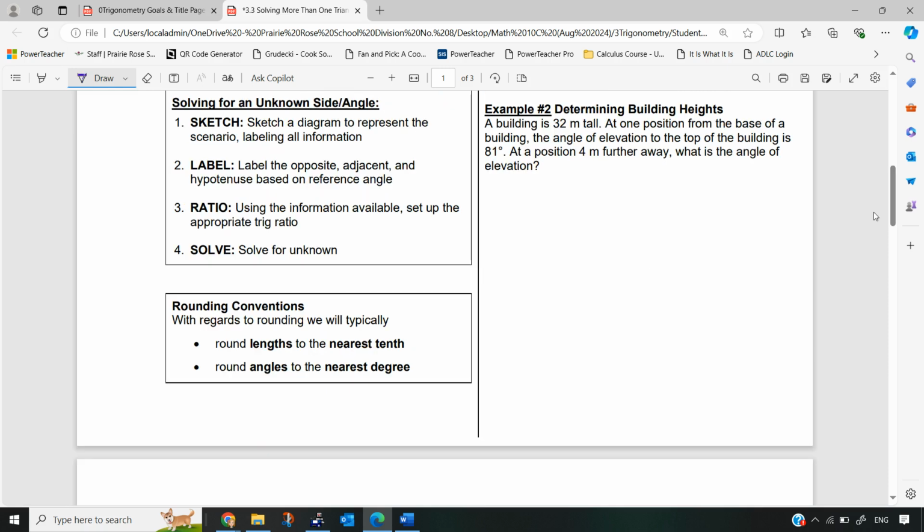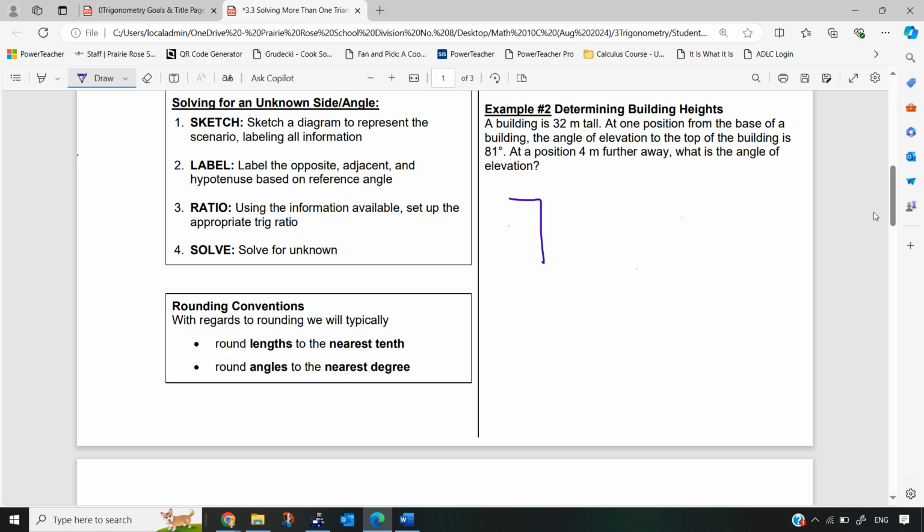Example 2 says that a building is 32 meters tall. At one position from the base of that building, the angle of elevation to the top of the building is 81 degrees. And at a position 4 meters further away, we're asked to determine the angle of elevation. Let's get started by sketching a diagram.